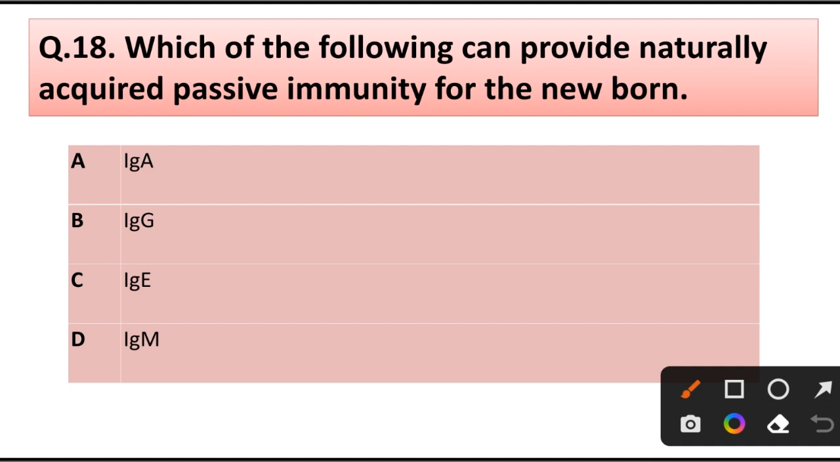Question 18. Which of the following can provide naturally acquired passive immunity for the newborn? IgA, IgG, IgE, IgM. Correct answer is option B. IgG.